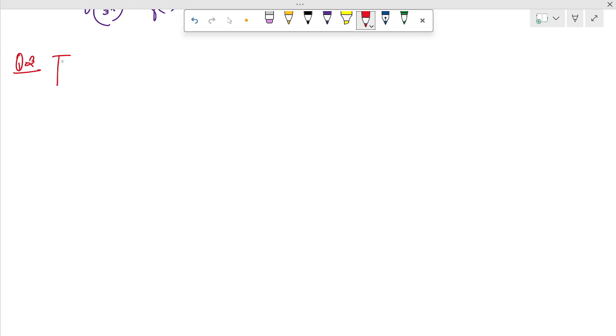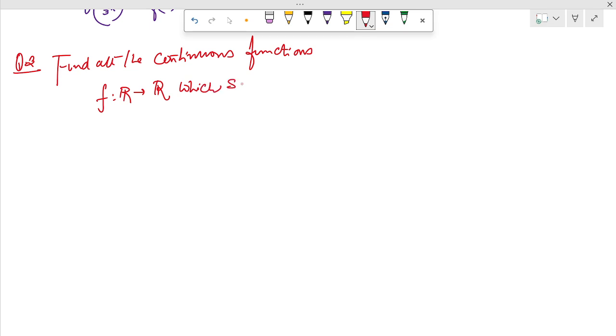See, we want to find all the continuous functions from R to R which satisfy the given functional equation f of x plus f of qx equals 0, where mod q is less than 1. Okay, so according to this hypothesis, what will happen?